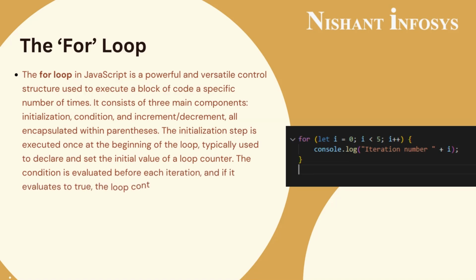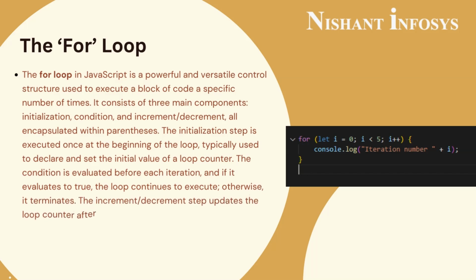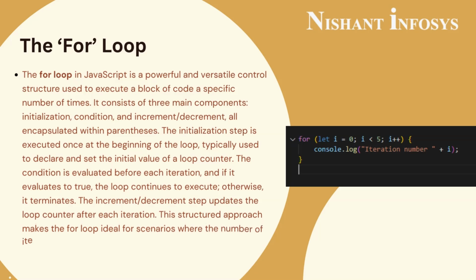The condition is evaluated before each iteration, and if it evaluates to true, the loop continues to execute, otherwise, it terminates. The increment-decrement step updates the loop counter after each iteration. This structured approach makes the for loop ideal for scenarios where the number of iterations is known beforehand, such as iterating over arrays or generating sequences. The code snippet shows how a basic for loop can be defined in JavaScript.